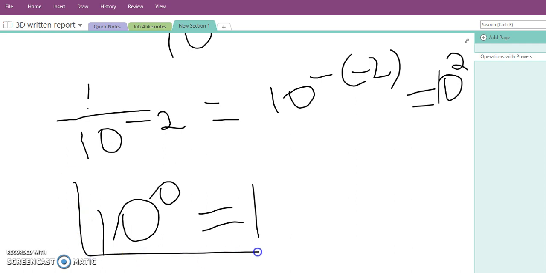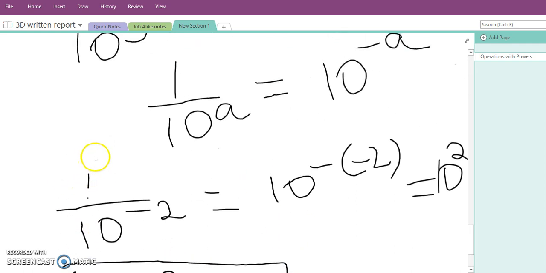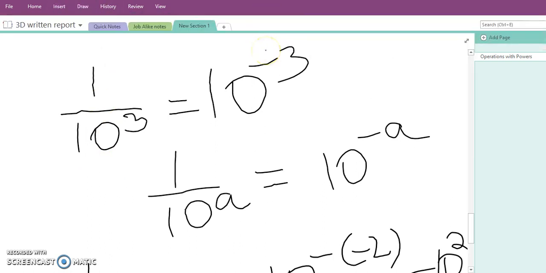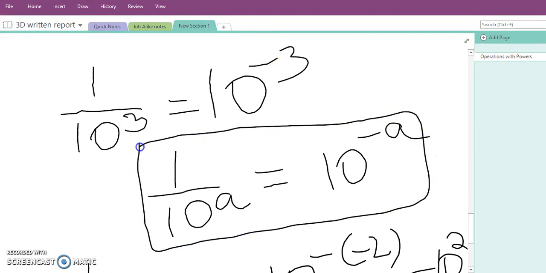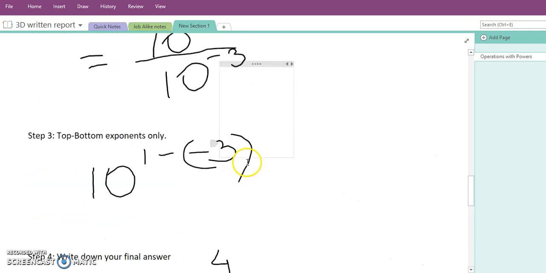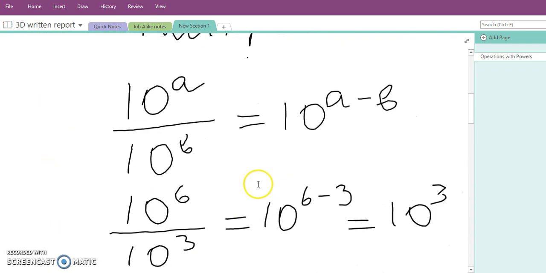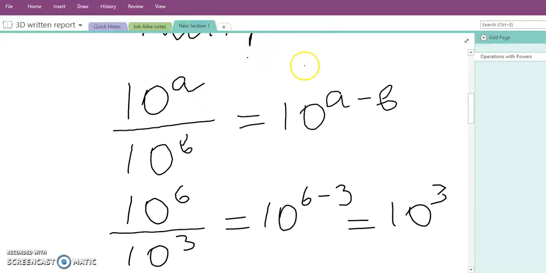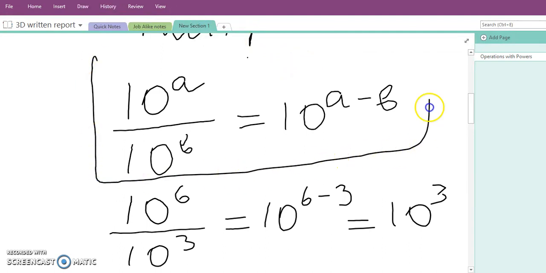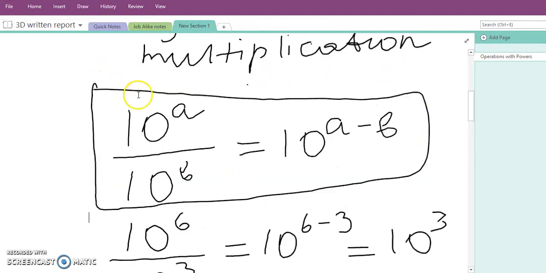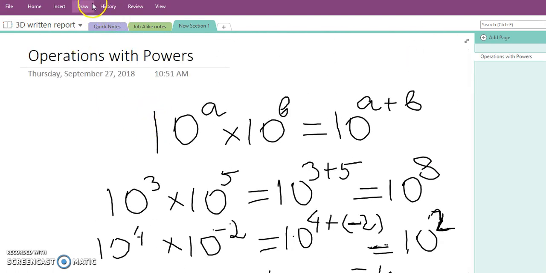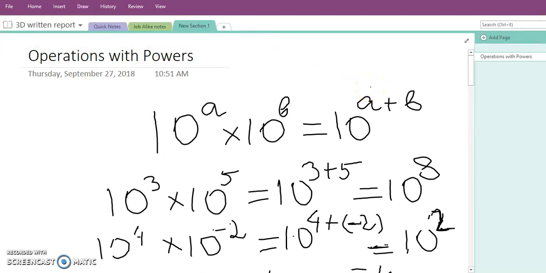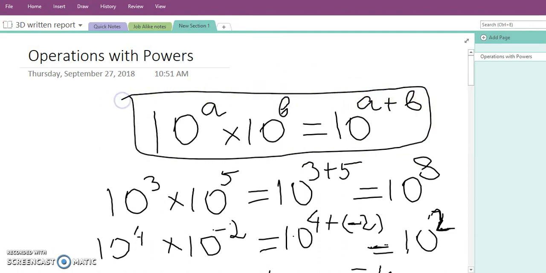So these are your rules. Make sure you have them somewhere in your notebook, okay? Because rules are important. Use the rules to solve any and all problems with exponents that you will see in this class. I also gave you, in this lecture, a step-by-step procedure on how to deal with big fractions like this. So make sure you do that.